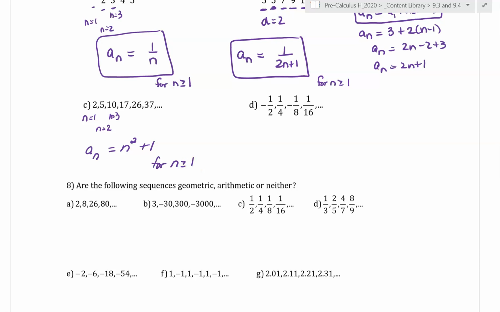Go ahead and take a minute and try and think about how you would describe D explicitly. And again, if we don't have a formula, this might take a while. Go ahead and think about it. How might you describe the terms in that sequence?